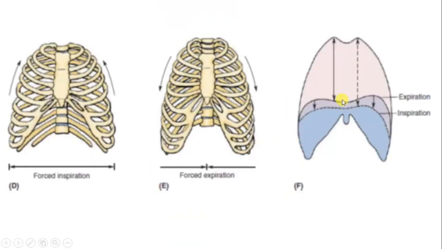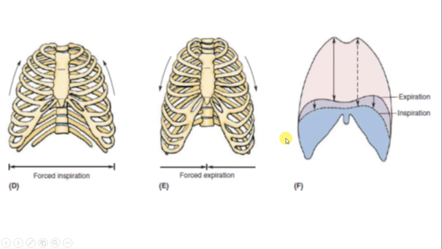The third movement is the diaphragm. The diaphragm, when it contracts, moves downward. When it moves downward, it causes expansion of the vertical diameter of the chest cavity, the pleural cavity. The vertical diameter increases. So you can see here, this much difference is here. So the movement of the diaphragm during respiratory movement, when it contracts, increases the vertical diameter of the chest wall.